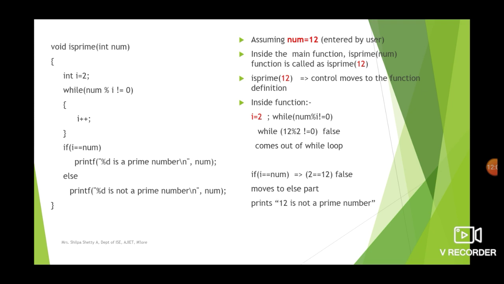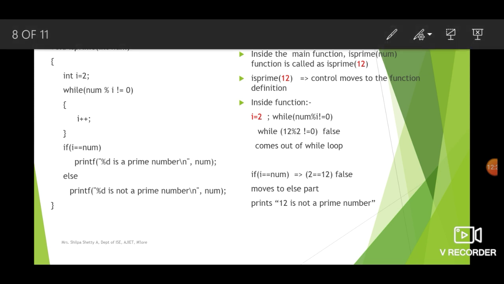So during the first division itself, the condition will fail, because the result after division, that is the modulus, is 0. But we want it to be not equal to 0. The condition is false, so the control will come out of the loop and I is checked if it is equal to number, and it is not. So the else part gets executed. So this is how we can check whether a number is prime or not.